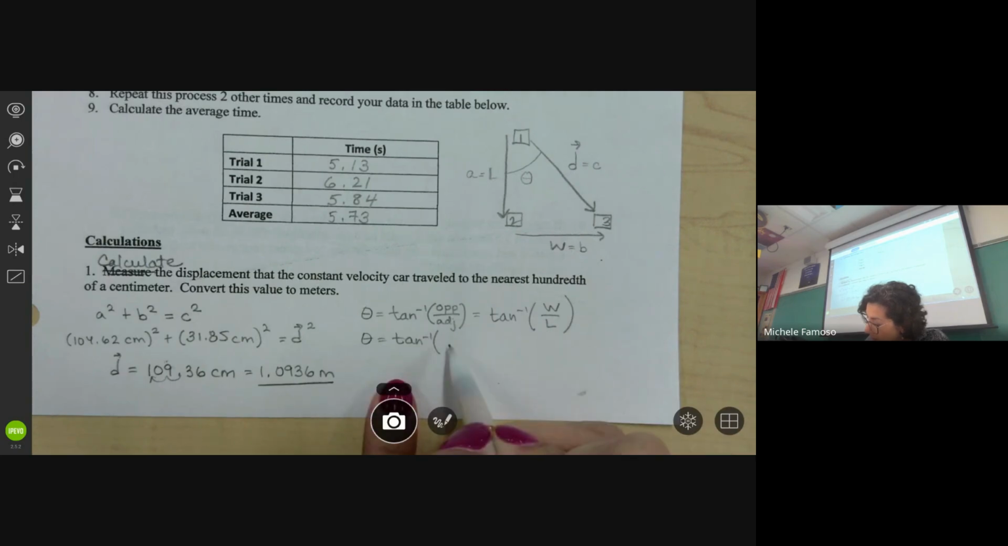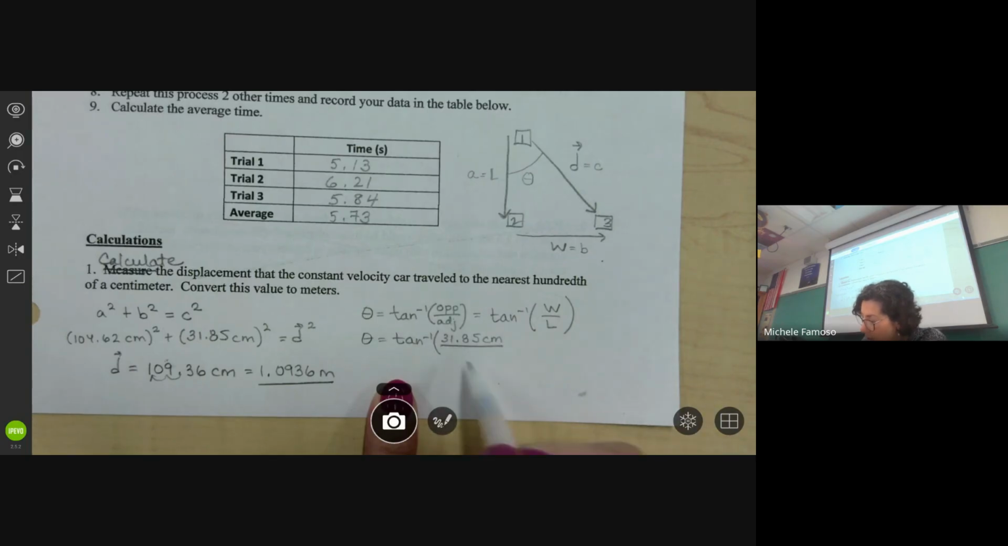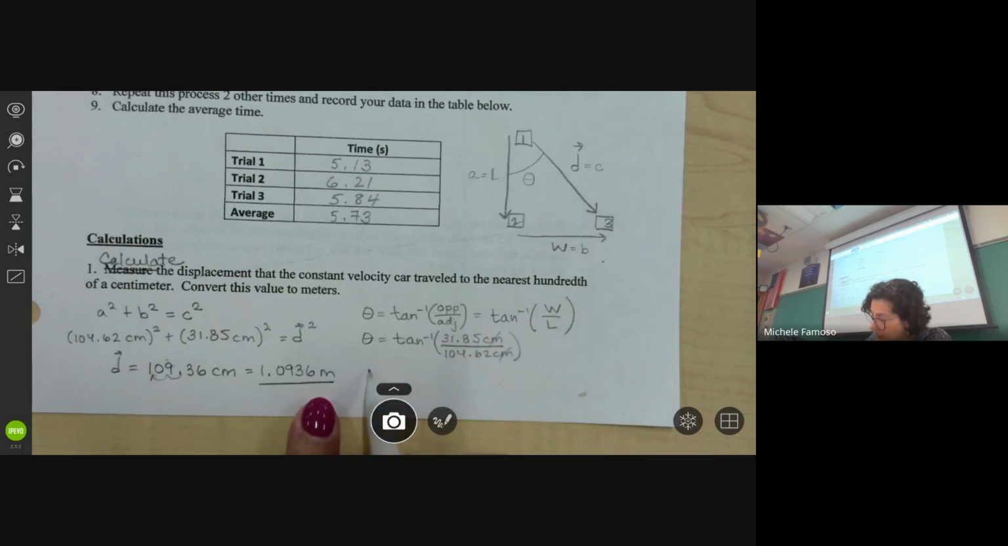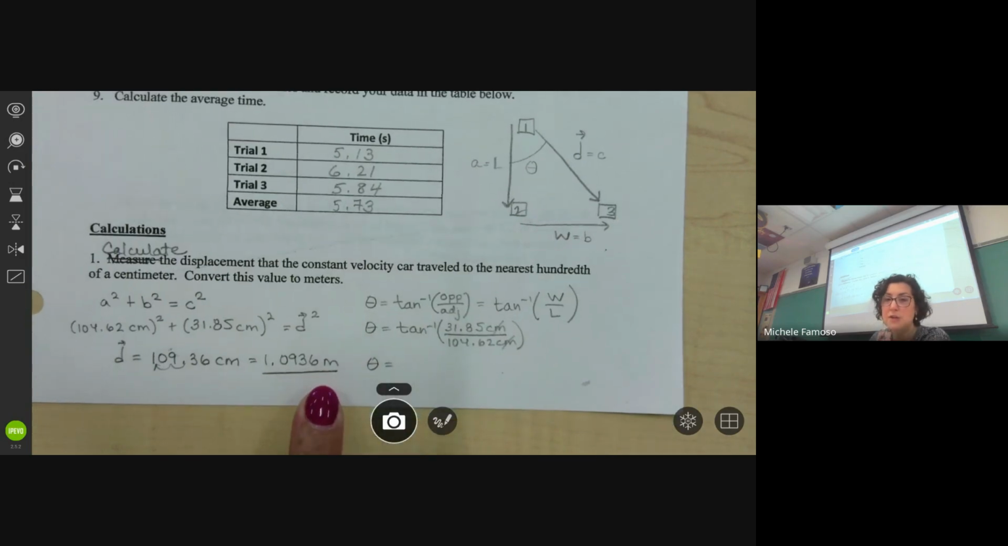So that means I'm going to take the inverse tan of my width. You're going to plug in yours, 31.85 centimeters, and divide it by your length, which for me is 104.62 centimeters. My centimeters cancel. Now, I want you to get that angle to the nearest degree, please. Do it with your numbers, not with mine.